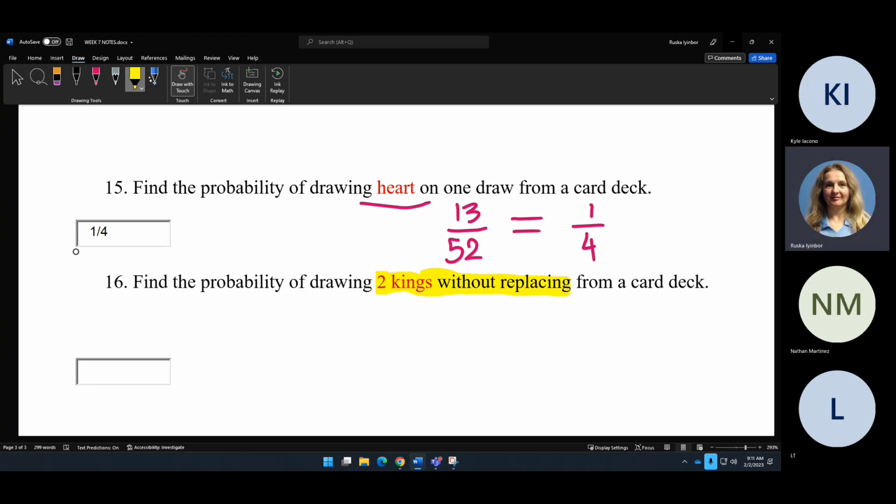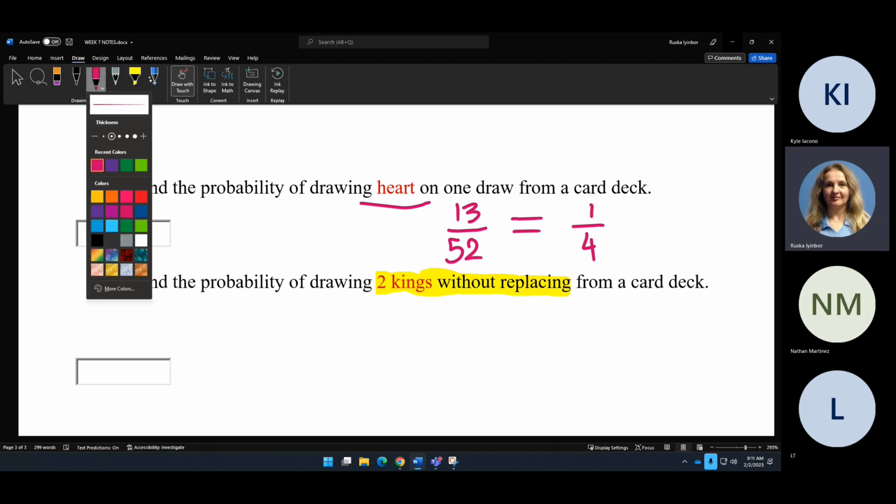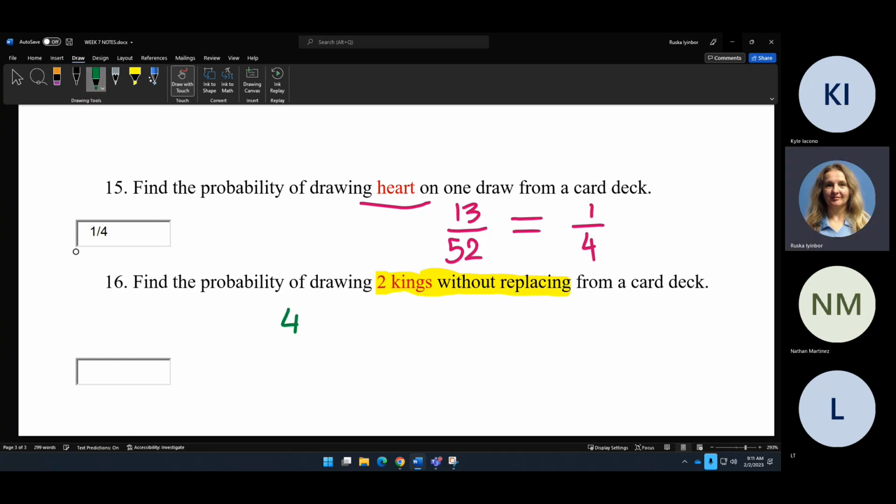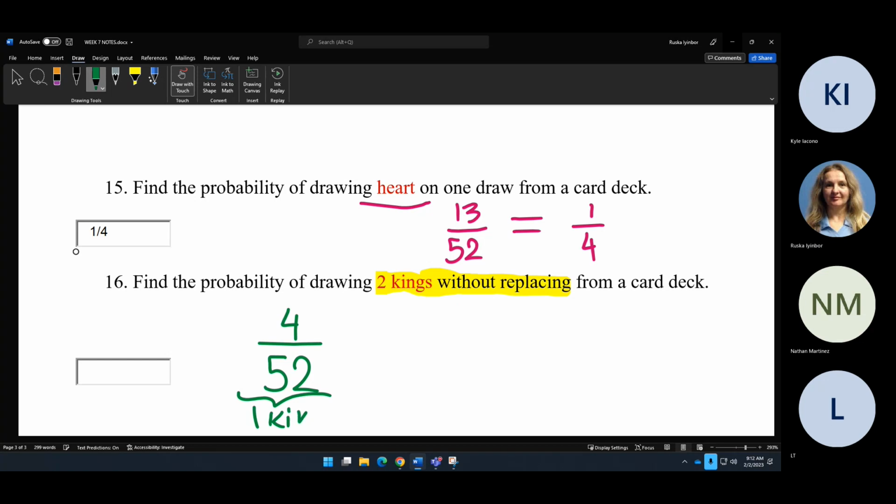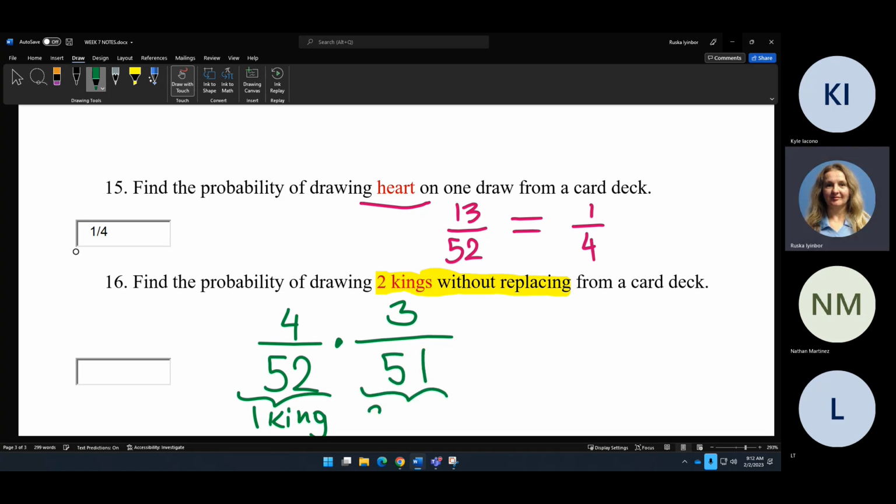So I'm going to draw king 2 times. Okay? So now, what is the probability to draw 1 king? Let's start with 1 king. There are how many kings? 4 out of 52, right? So this is the probability of drawing 1 king. Now we're going to multiply the probability of drawing the second one. What is the probability to draw the second king out? 3 out of 52? 3 out of 51. 51, that's right. So this is the second.